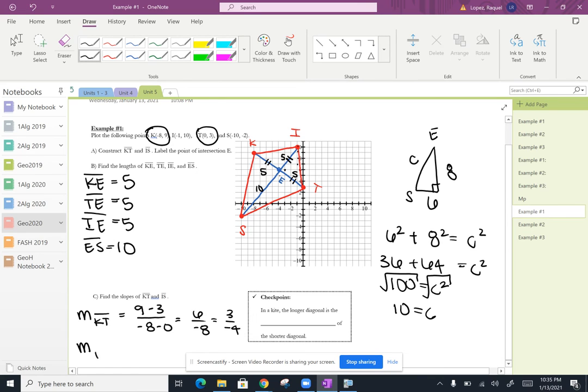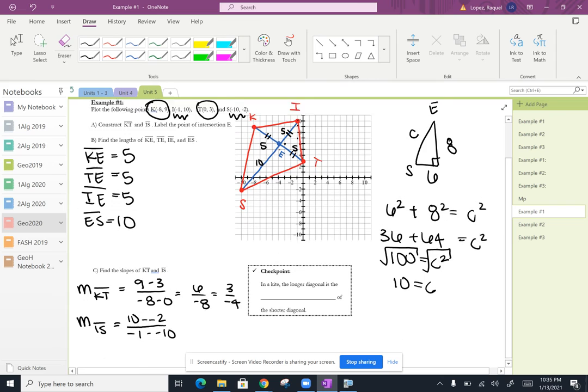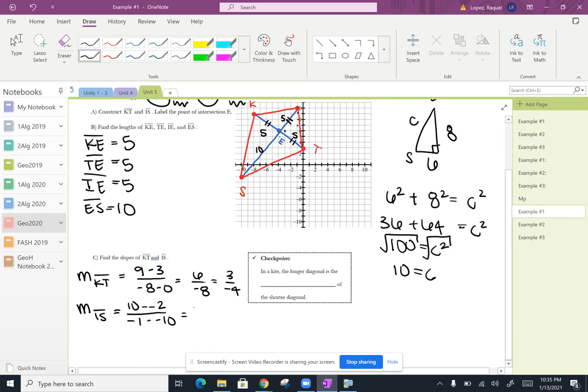All right, now let's find the slope of IS. So for that, I'm looking at the other two coordinates. So I have 10 minus negative 2 all over negative 1 minus negative 10. And that becomes 12 over 9. And when I reduce that, that becomes 4 over 3.